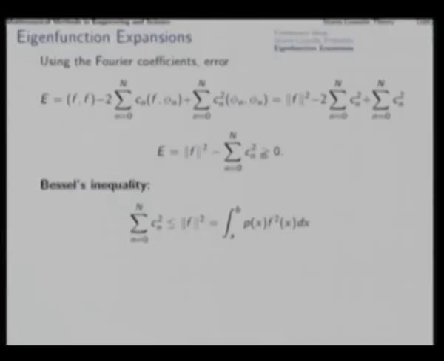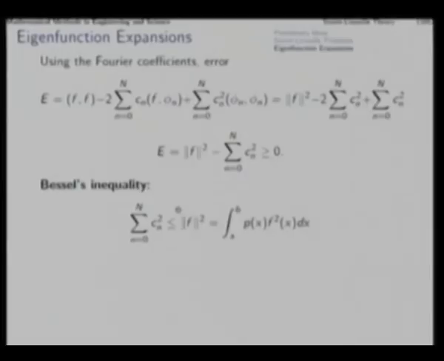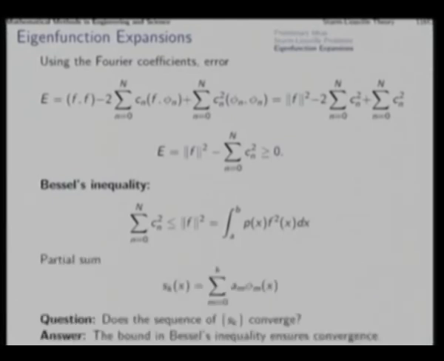Now, since this is greater than or equal to 0, you find that the sum of the squares of the coefficients is always less than or equal to the square of the function norm, and this is called Bessel's inequality. And if the number of terms capital N tends to infinity, then the sum converges to the function norm, and that is called Parseval's identity.